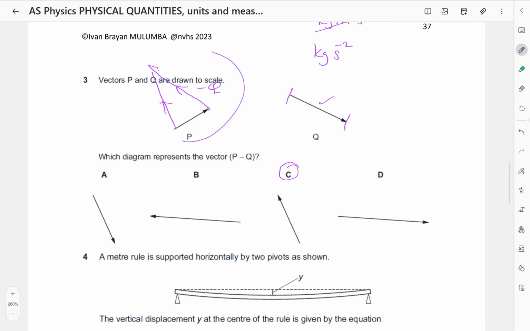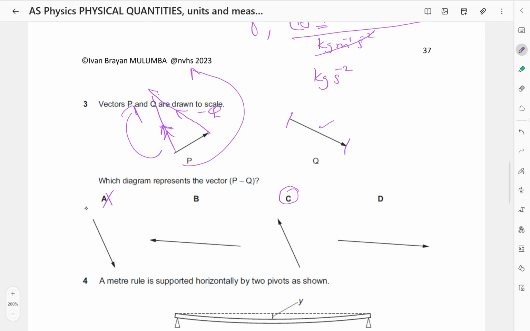If these two vectors are like that, the resultant is the other way around. So this is going to be the resultant. Therefore, A is going to be wrong, B is going to be wrong, D is going to be wrong. The answer will be C.